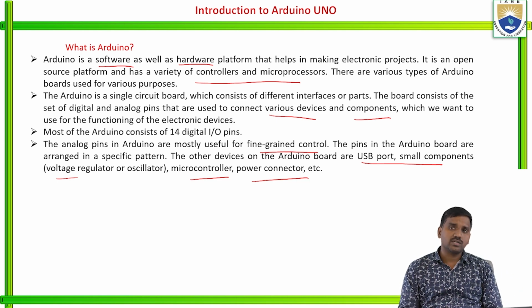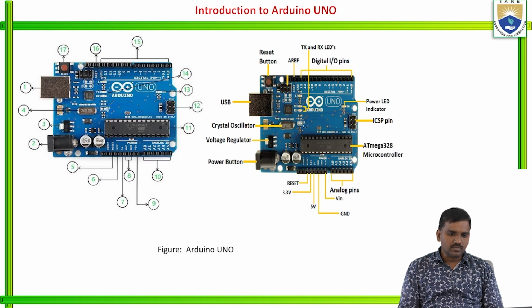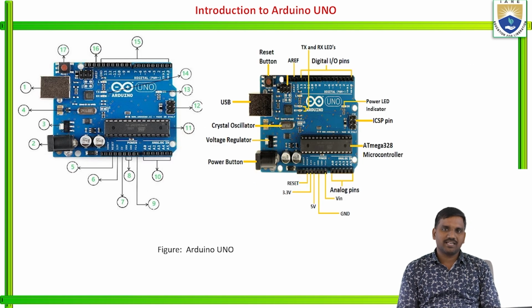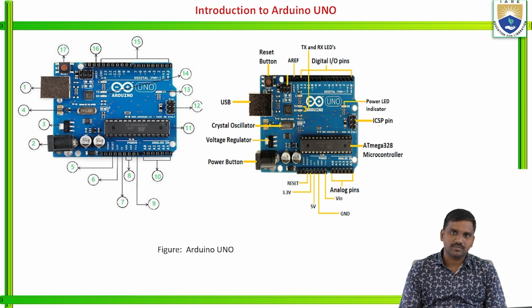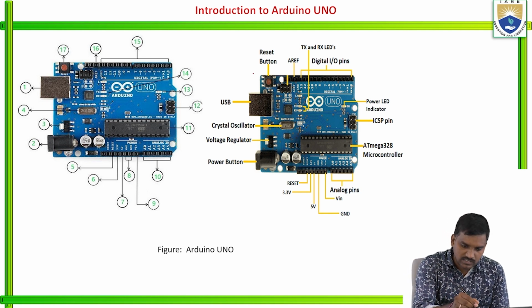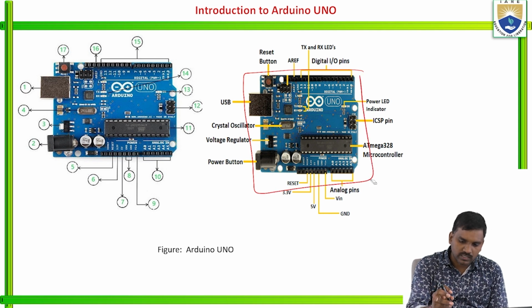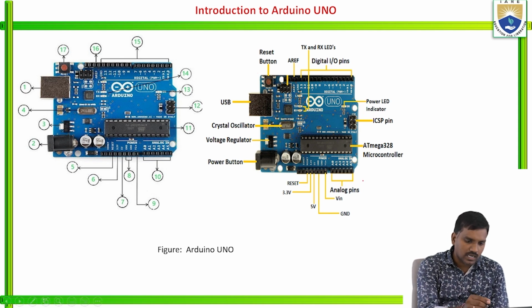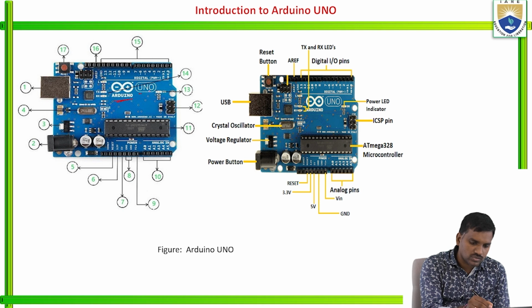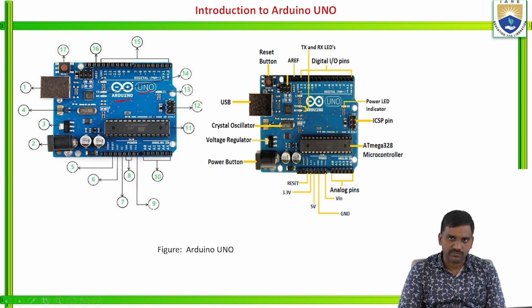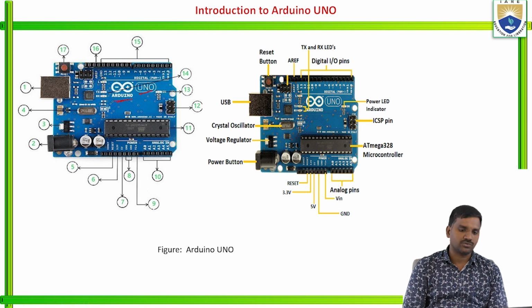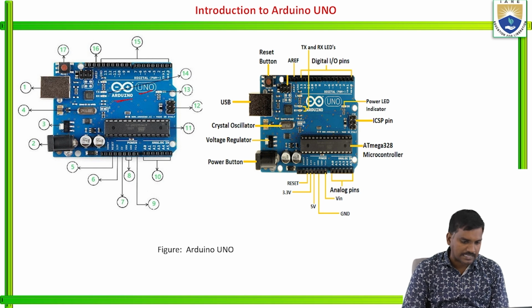So what is Arduino, and an introduction to Arduino Uno. This is the main circuit diagram of the board. It is just a credit card size board. So it is Arduino Uno. This is the first version of Arduino, that's why it is called Arduino Uno. We already discussed this in the last slide.